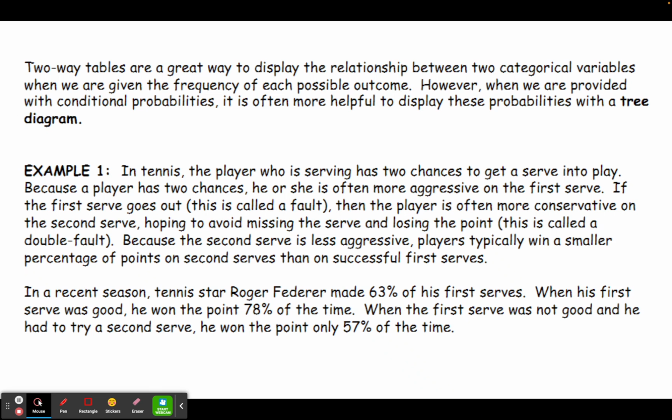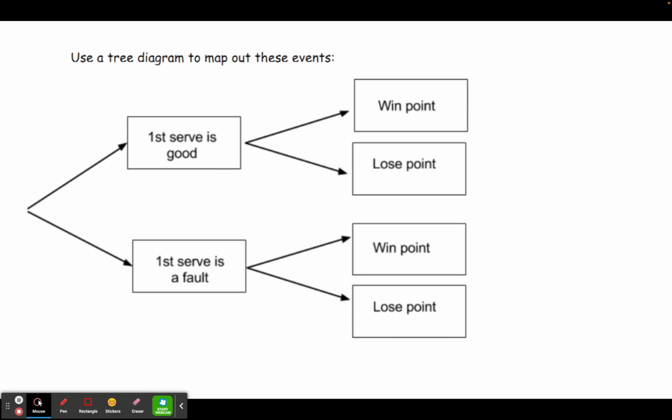So anyway, in a recent season, Roger Federer made 63% of his first serves. And it says when the first serve was good, he won the point 78% of the time. When the first serve was not good and he had a second chance to serve, he only won the point 57% of the time. So notice the probabilities of him winning the point depend on whether he made the first serve or not. We're going to use a tree diagram to map out all these different possible outcomes.